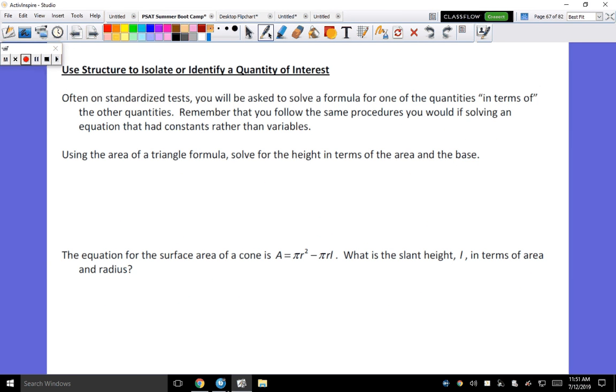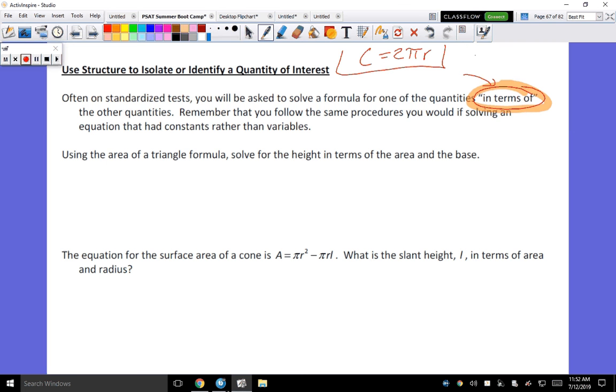Alright, so use structures to isolate or identify a quantity of interest. Looking at this first one, it says, often on standardized tests you will be asked to solve for a formula for one of the quantities in terms of other quantities. This is huge. So, can someone read this equation using those words? Let me help you. C is written in terms of R.